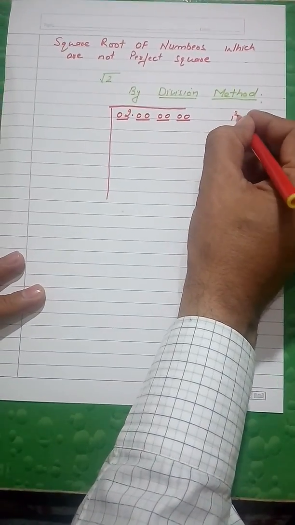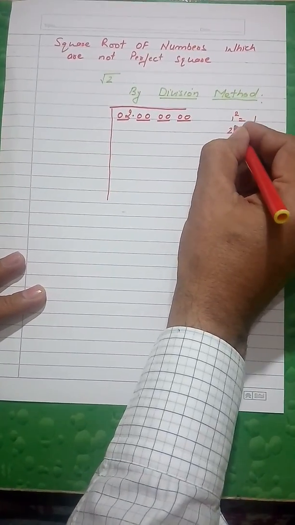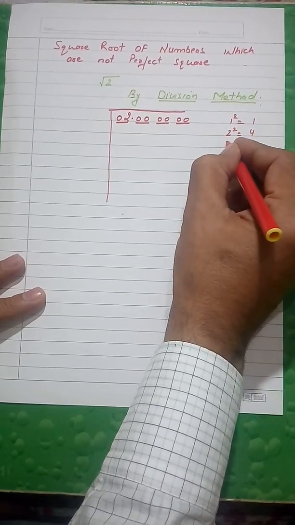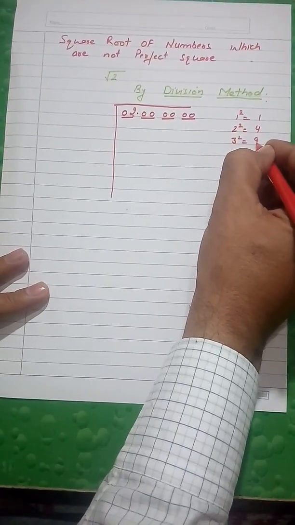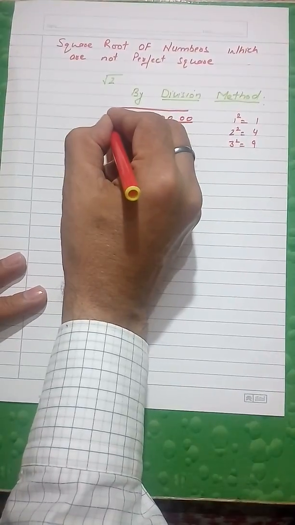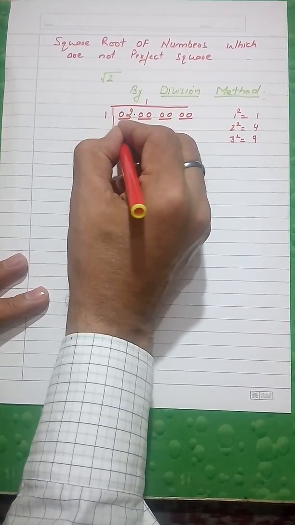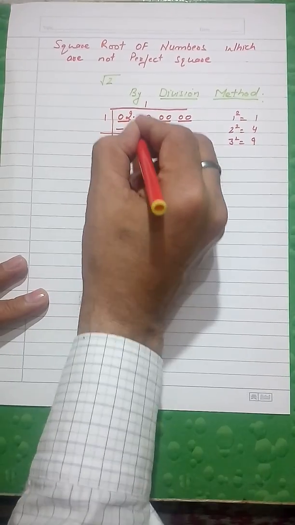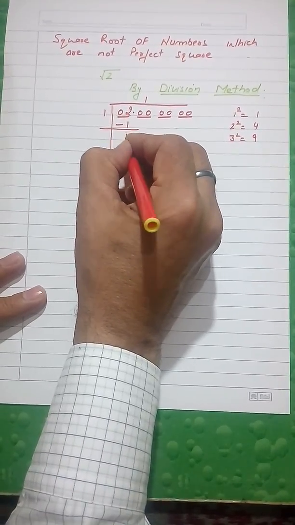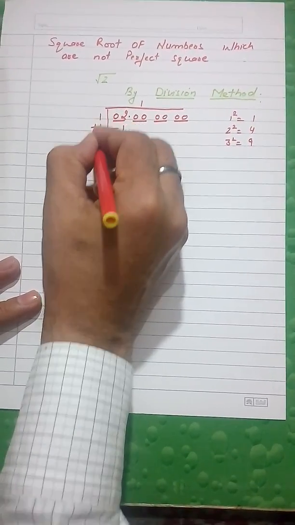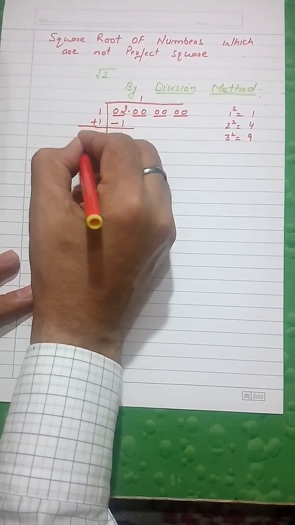You know 1 square is equal to 1, 2 square is equal to 4, 3 square is equal to 9. So 1 square is equal to 1. So take 1 here and 1 here. 1 1s are 1. Subtract this 1, you will get 0. Now add this 1 here. 1 plus 1, you get 2.